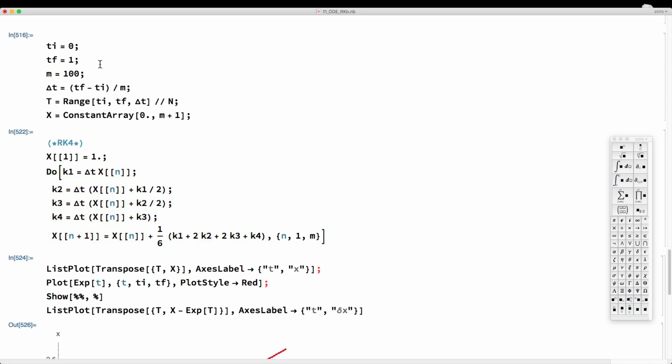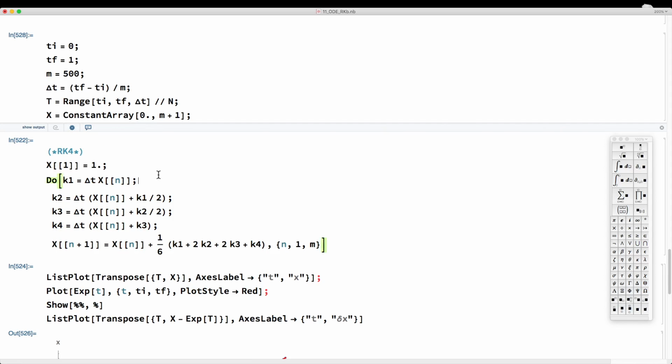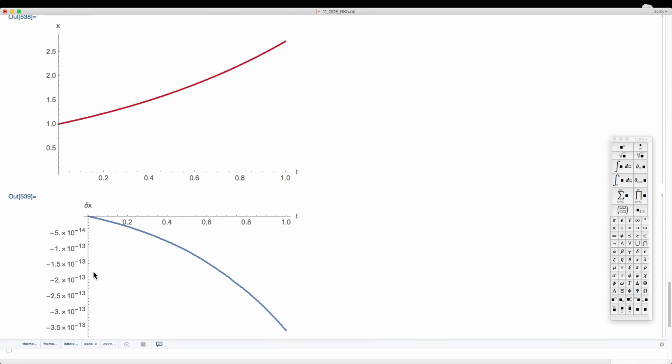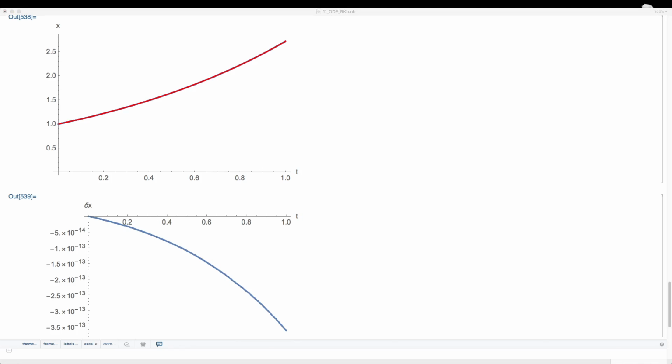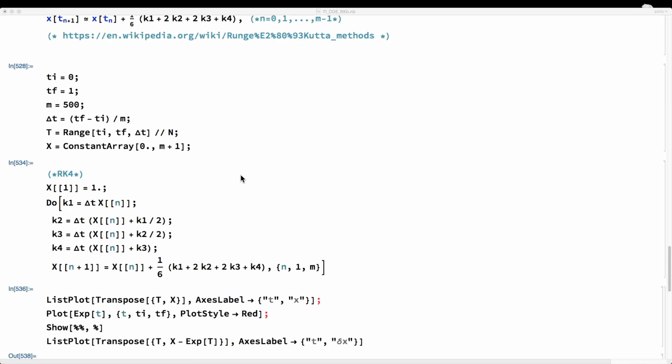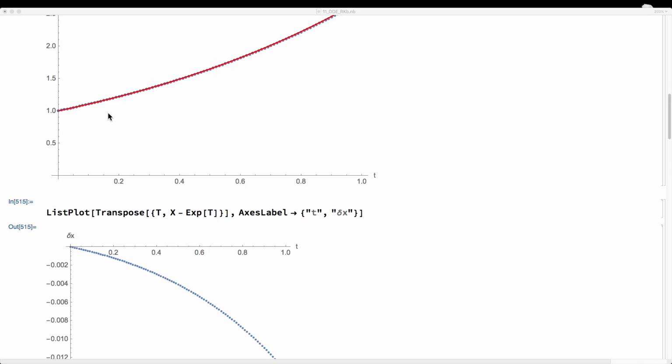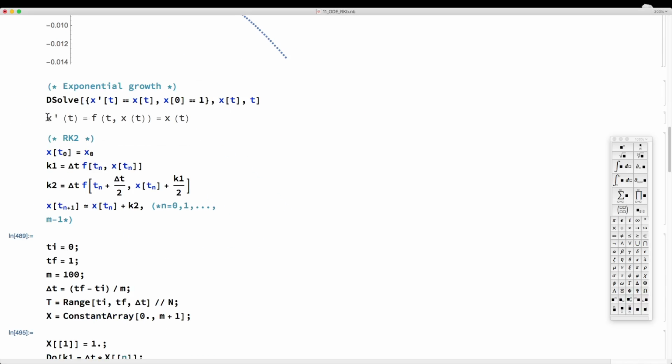Now you could try and make this even better by increasing the number of time steps. Obviously, let's try 500. And let's repeat this. And then the error is getting better as we expect. Okay, so this was an example of applying the Runge-Kutta method to a scalar ODE with one parameter, like x dot equals f of t and x. The question is, how do we apply such a scheme to a system of differential equations?